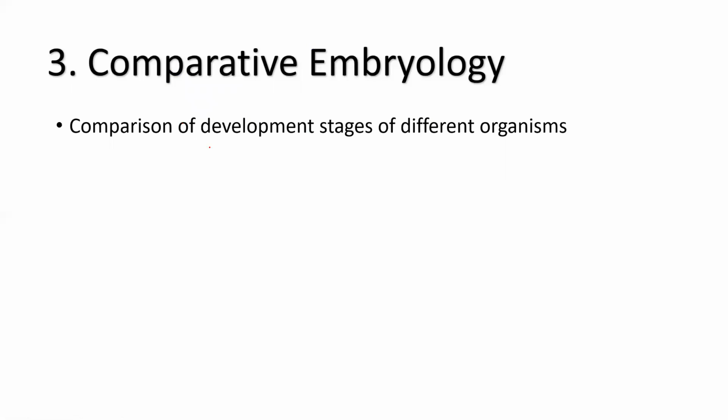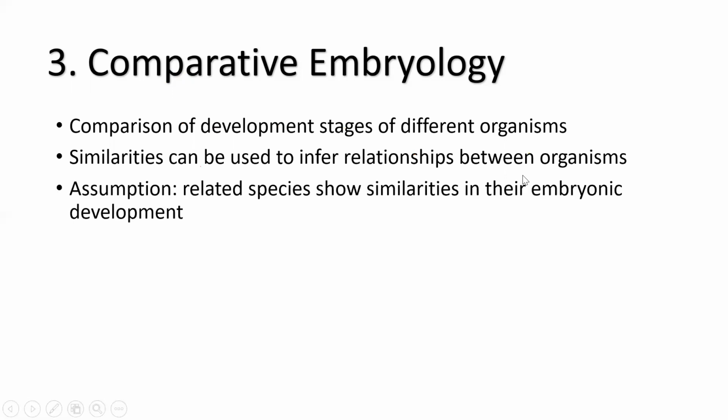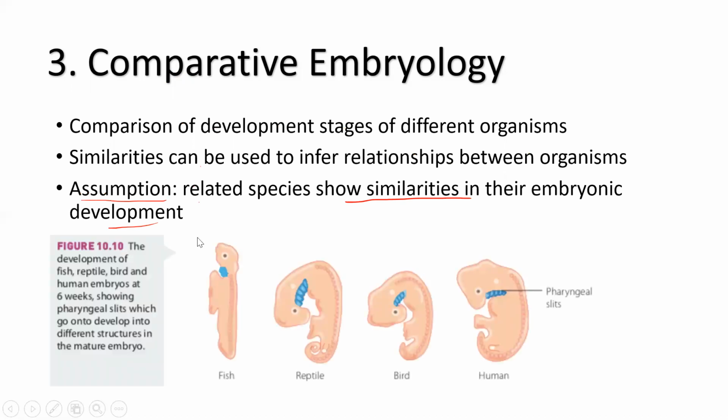Okay, comparative embryology: comparison of different stages of different organisms. Similarities can be used to infer relationships between organisms. The assumption is that related species show similarities in their embryonic development. So that's the assumption here. The development of fish, reptile, and bird to humans at 6 weeks, showing pharyngeal gill slits right here. These are pharyngeal gill slits.